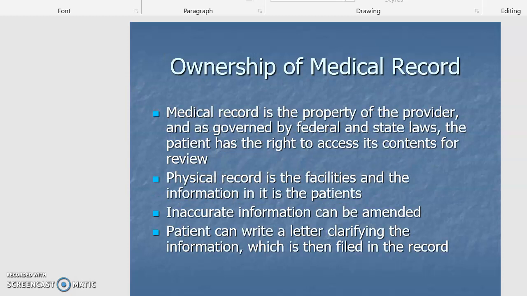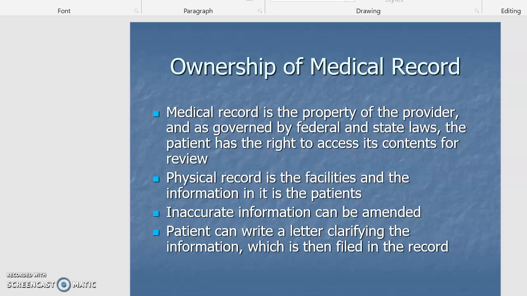Who owns the medical record? Okay, this can be a little tricky. The medical record itself is the property of the provider. It's governed by federal and state laws. The patient has the right to access its contents for review. Now, the physical record is the facility's, and the information in it is the patient's. So again, the information is yours, the patient's, but the physical record itself is the facility's.